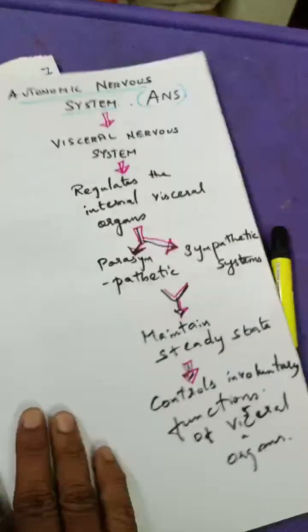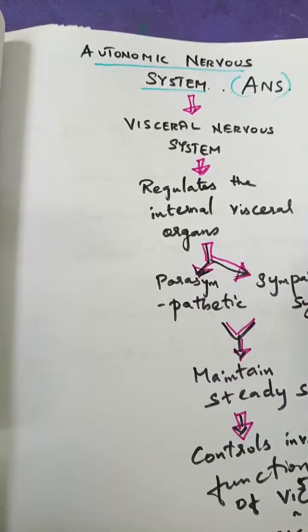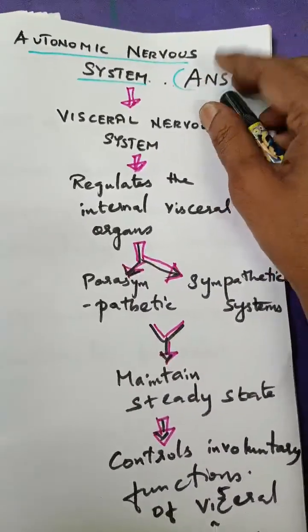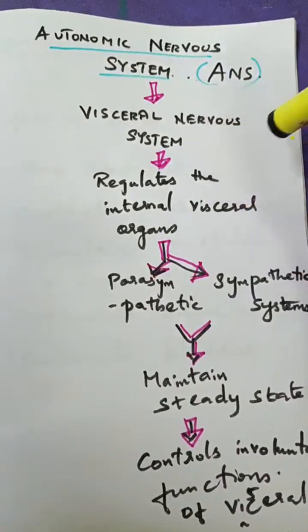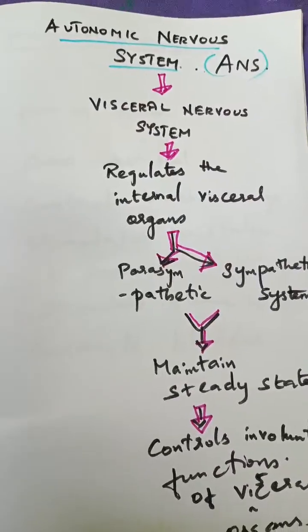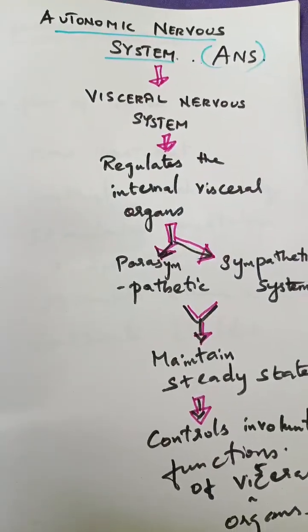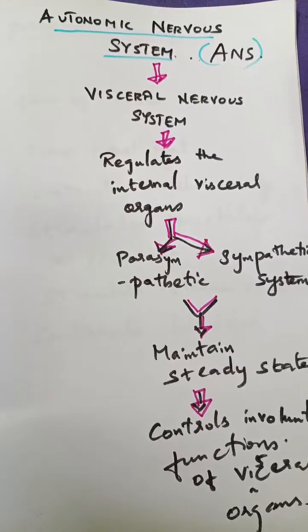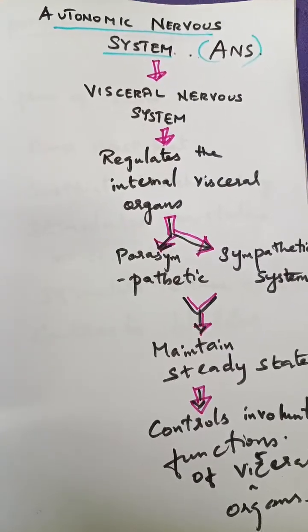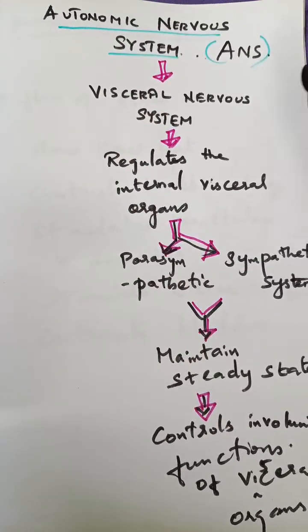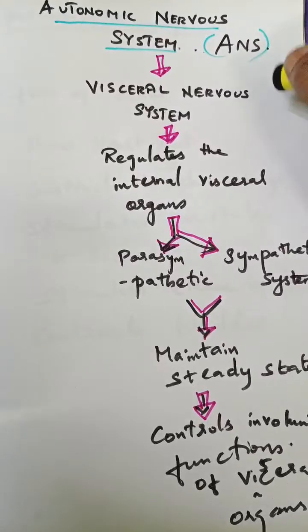Next we are going to talk about the autonomous nervous system. The autonomous nervous system deals with the visceral nervous system. Visceral means the internal organs, the organs present internally, like your stomach, lungs, kidney, and liver. All those internal organs constitute the autonomous nervous system.